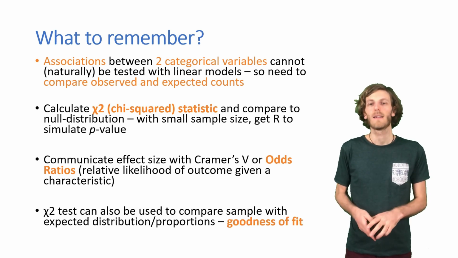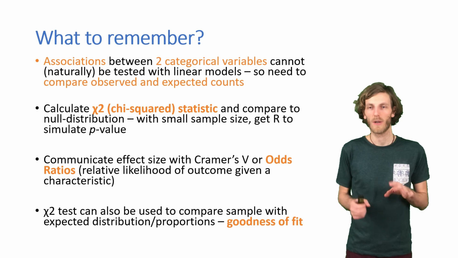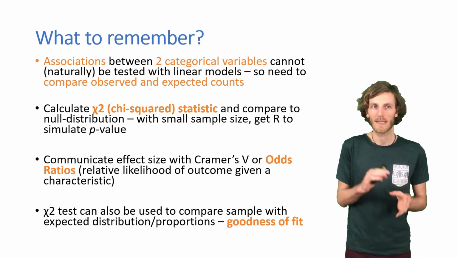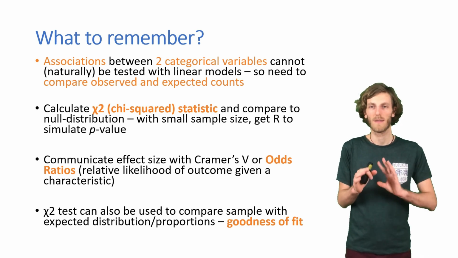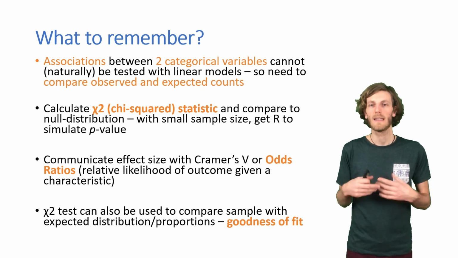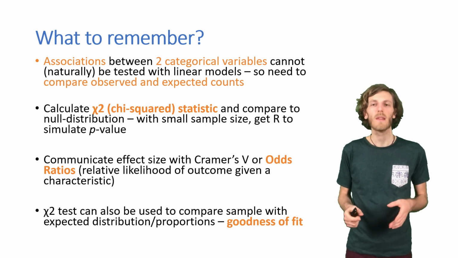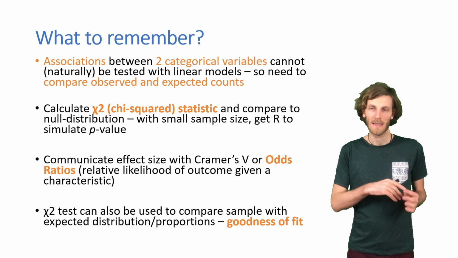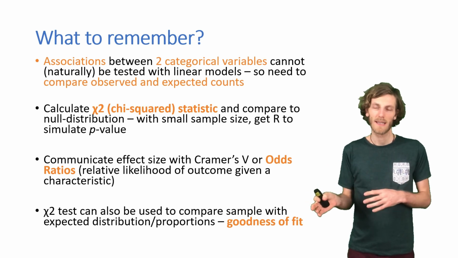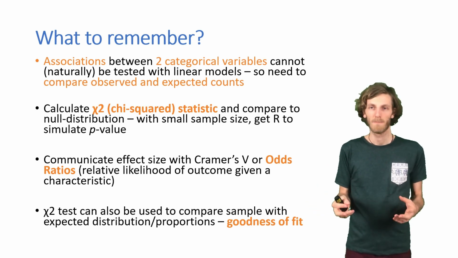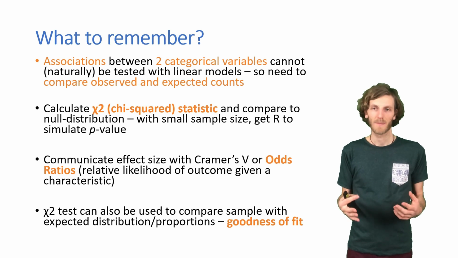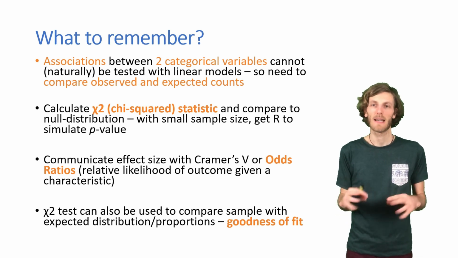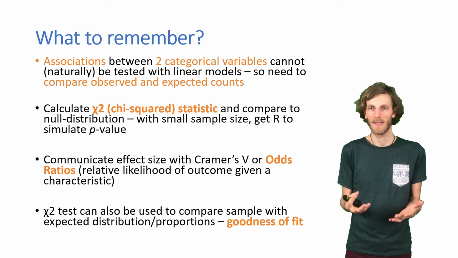And then finally, the chi-square tests can also be used to compare our sample with an expected distribution, expected proportions. That's called goodness of fit. It also comes up in some more advanced statistical methods where we're actually trying to figure out whether our data fits some hypothetical statistical distribution.